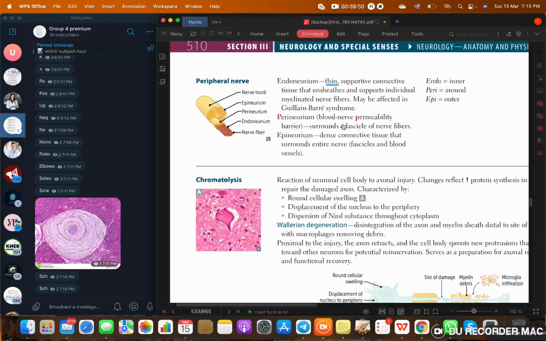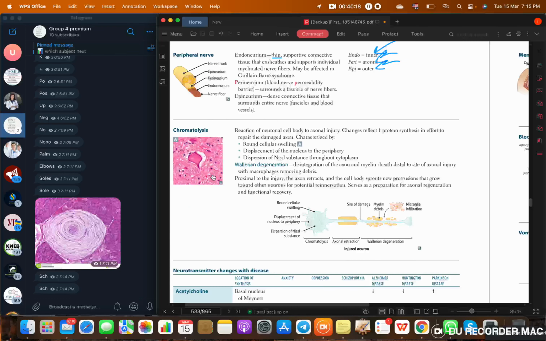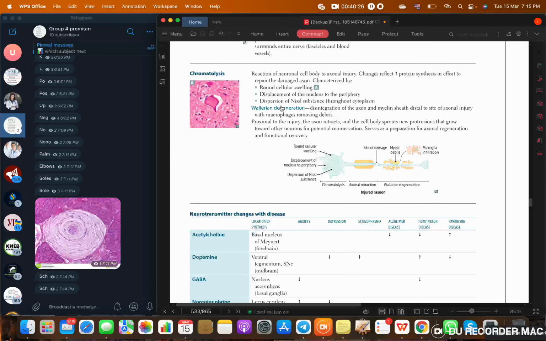Perineurium, it is for a blood nerve permeability barrier, it's around a fascicle of nerve fibers. So it helps to surround a fascicle of nerve fibers. The last thing is epineurium, which is a dense connective tissue that surrounds the entire nerve, a fascicle and a blood vessel. Okay, good. So we have the endo, peri, and epi, 3 types. Good. They like to ask you only about the endo. Why? Because they want you to imagine in Guillain-Barré syndrome which one will be affected.